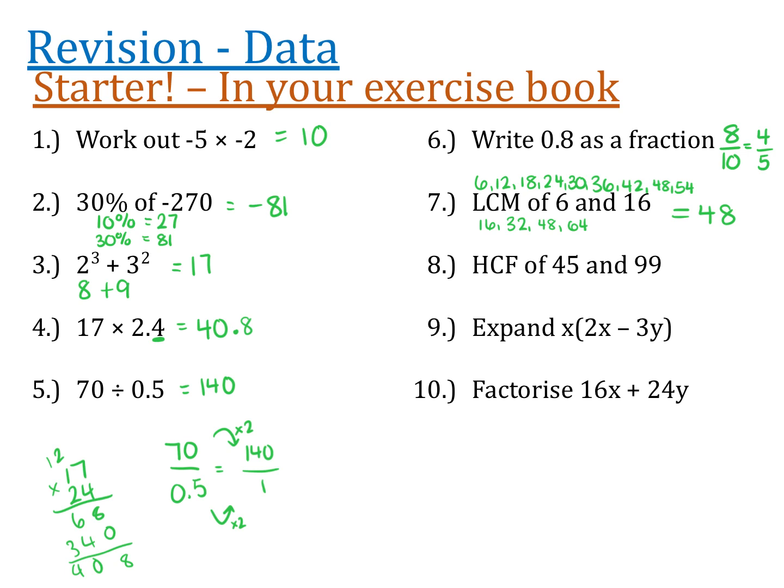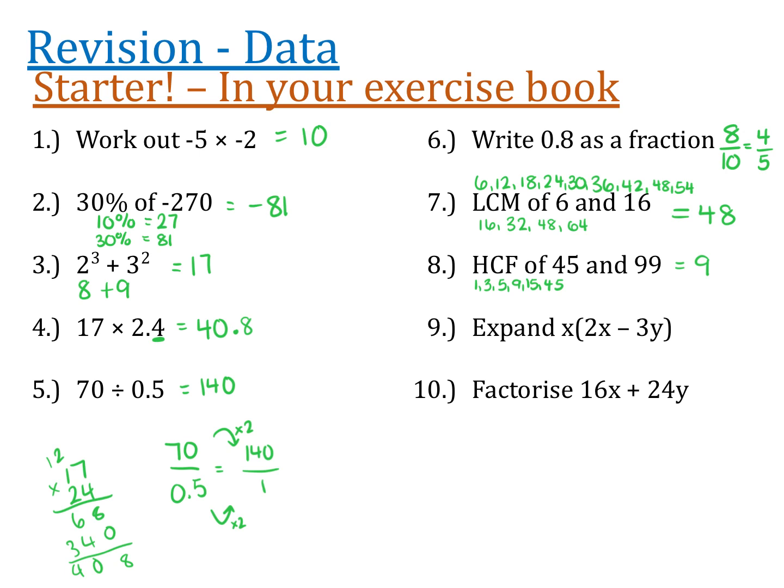The highest common factor of 45 and 99: I already know that both of those have 9 in common. That is the biggest number. So 45 has 1, 3, 5, 9, 15, and 45. And if I look at those, I think to myself, which of those go into 99? 9 is the biggest one.